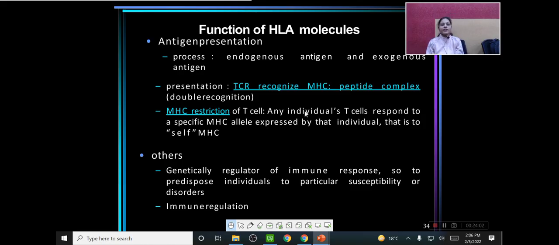So the main function of HLA molecules is, first, antigen presentation, that is, processing the endogenous and exogenous antigen. Then T cells recognize the MHC peptide complex, which is MHC restriction of T cells. Any individual T cell responds to a specific MHC allele expressed by that individual, that is, to self MHC.